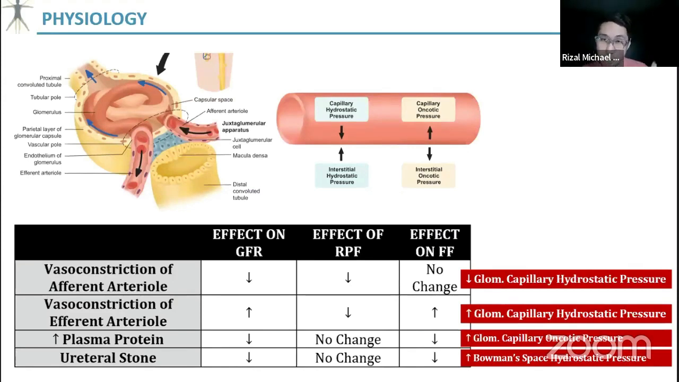So what happens to the filtration fraction? By fraction ulit, no? Nag-increase yung numerator mo. So mainly, it will have an increase in filtration fraction. Okay? So yun yung concept in this type of topic, subtopic.